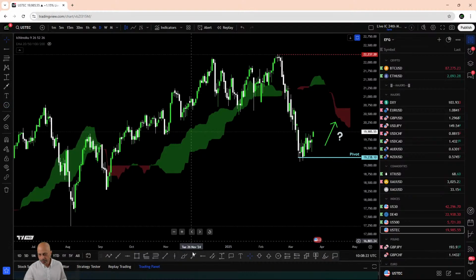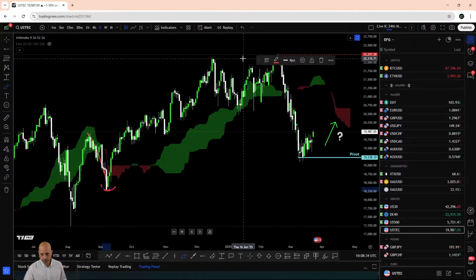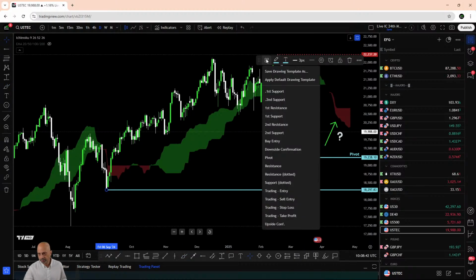Now, in terms of the first support, there's a very significant swing low that was formed here back in September of 2024, right? After this strong pullback, US Tech stabilized around 18,300 before bouncing very strongly. So this is where the first support for US Tech sits. That's at 18,297.